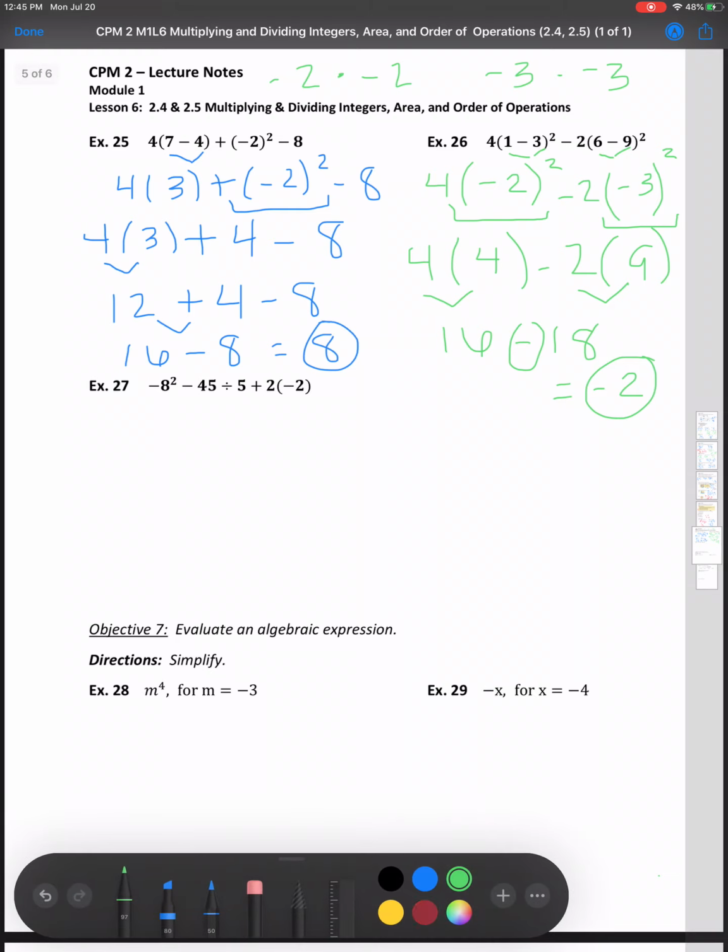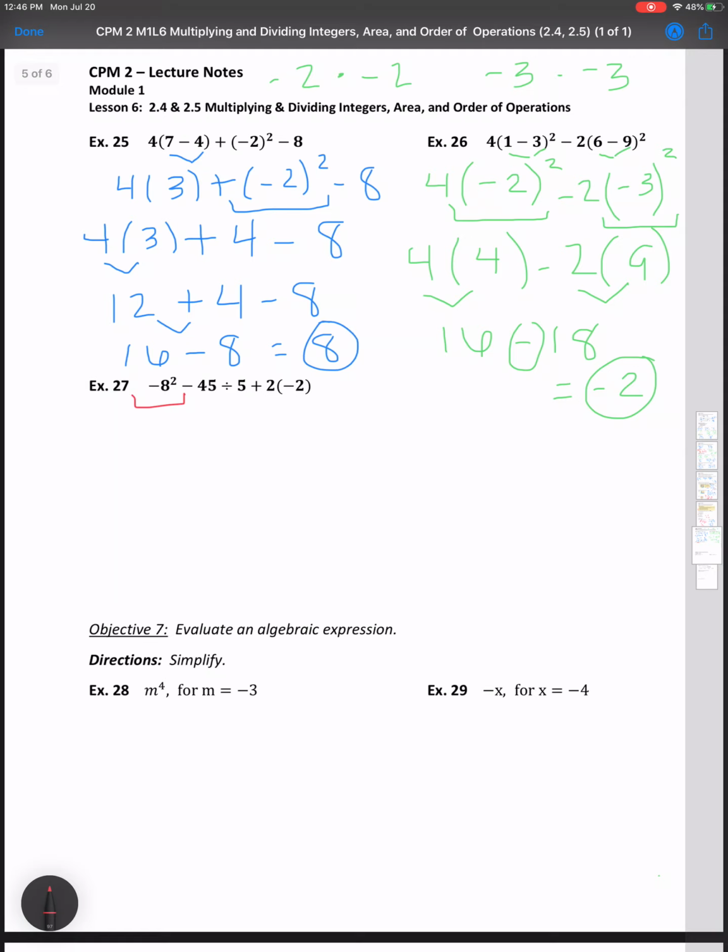Okay, moving along to number 27. First of all, parentheses. Well, what's in the parentheses? There's nothing I can do to actually simplify that, so keep going to the next one, exponents. I do have exponents right here, right? Think about what I need to square.